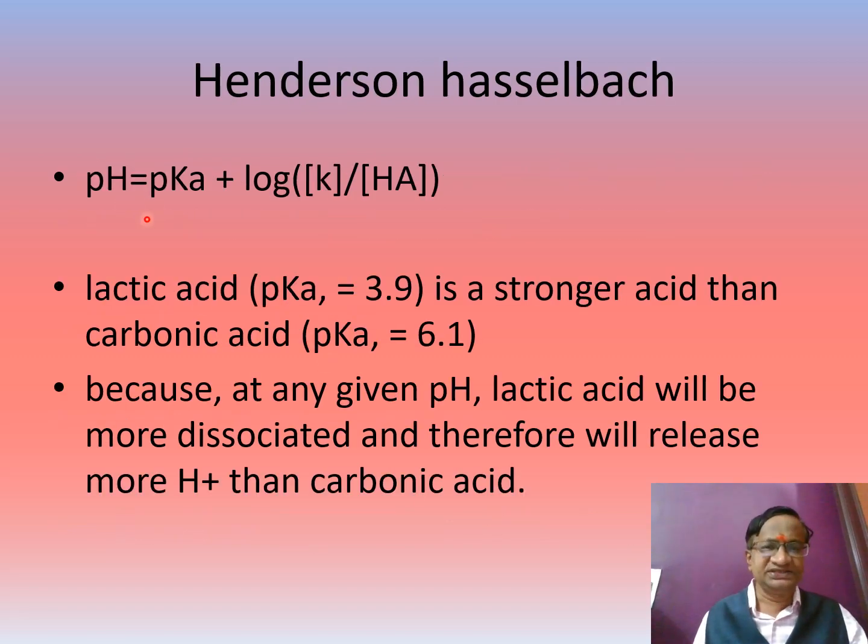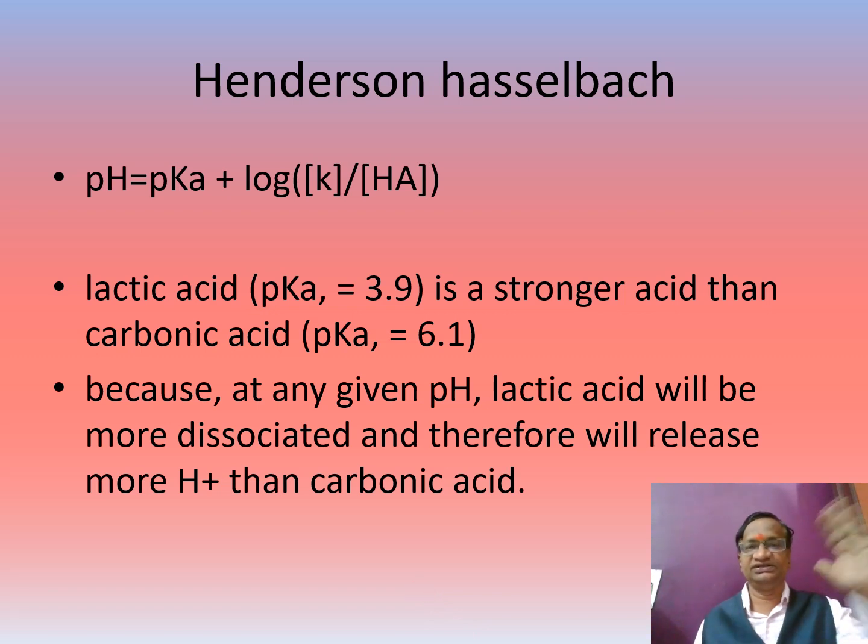Now we go to pH equals pKa plus log of base over acid, the Henderson equation. This is what we have been told. If the pK is 3.9, then the acid is a stronger acid than one with a pK of 6.1. At any given pH, lactic acid will be more dissociated and produce more hydrogen ions. That is what is called a stronger acid in solution.